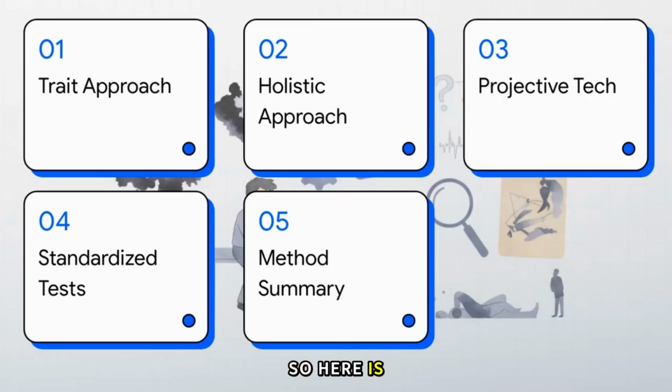So, here is our roadmap for today. Number 1, the trait approach. Number 2, the holistic approach. Number 3, we'll take a deep dive into projective techniques. 4, we'll examine standardized tests and their limitations. And finally, number 5, a quick method summary to see how the whole shebang fits together.